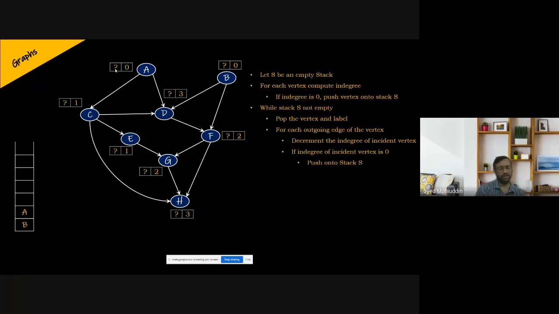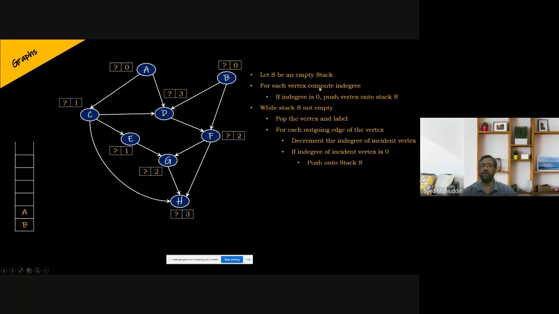So the left side is ordering and the right side is in-degree. For the ordering, I have put up a question mark because right now we don't know what their ordering is. In-degree is 0 for A, 0 for B, 1 for C, and 3 for D because there are 3 incoming edges. For F, in-degree is 2. For G, in-degree is 2. For E, in-degree is only 1 because there is only one edge coming. And for H, in-degree is 3. The question marks say that there is no ordering yet.